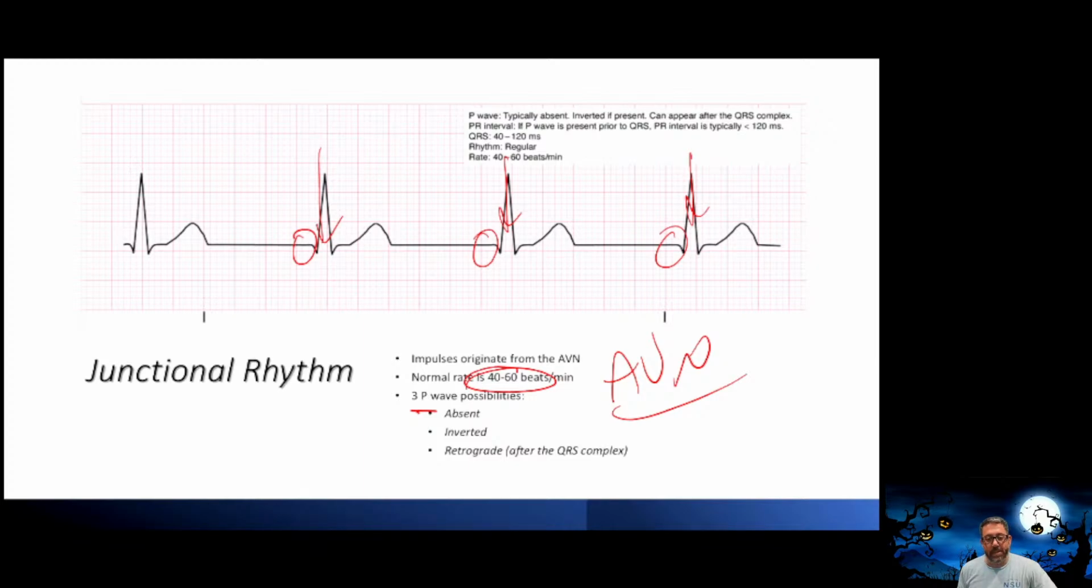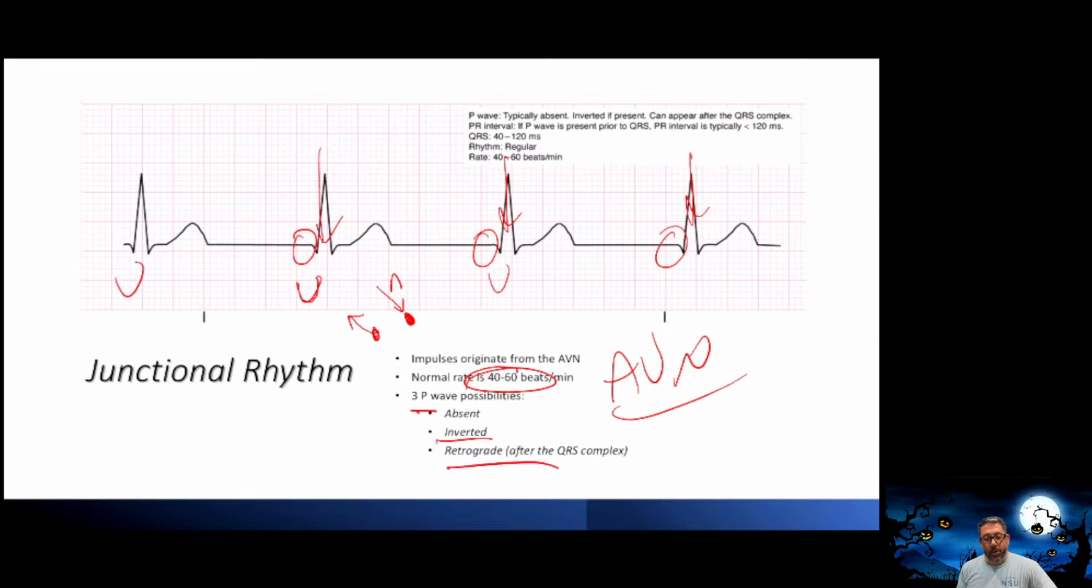They're going to be absent, where you won't see them. They could also be inverted, where it'll be a negative complex instead of a positive one. Remember why? Because when you're starting in the junction, this is going to go antegrade to normal depolarization of the atria. And because we're going opposite, it's going to show a U pattern. If the SA node was firing normally and the impulse went this way to the AV node, then you have a positive P wave. So that's what the inverted one could be as well.